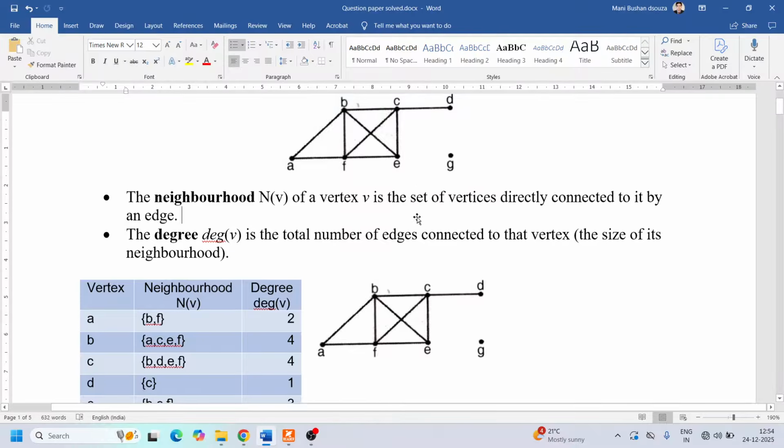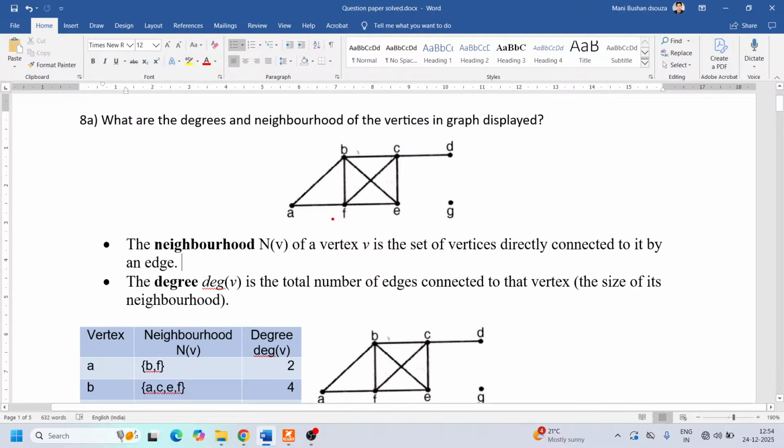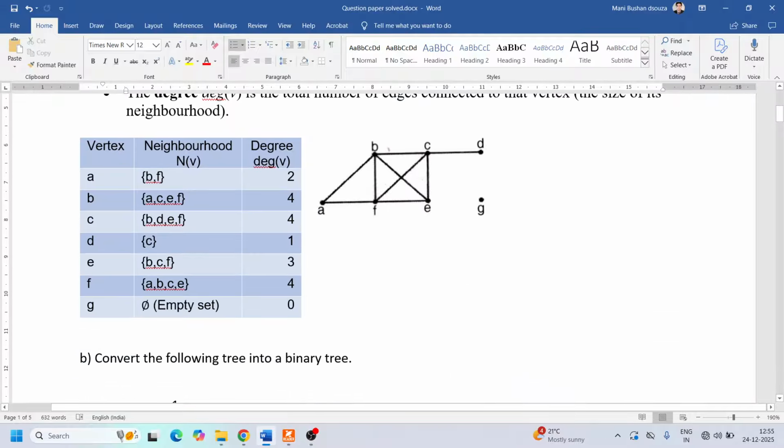What is the meaning of that? Suppose I take the vertex A as my reference, the neighborhood of vertex A is all the vertices which are directly connected to it by an edge. So this is directly connected by edge, this is directly connected by edge, and that is the neighborhood. What is the degree? Degree is the total number of edges connected to that particular vertex. So let me show you the answers for this particular question.